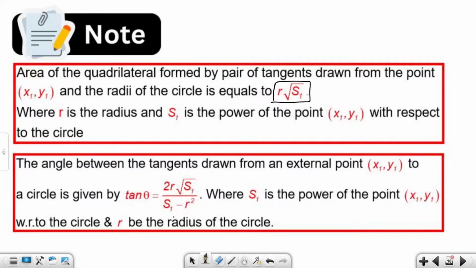Now, what is the second point to be noted? That the angle between the tangents drawn from the external point x1, y1 to the circle is given by this.